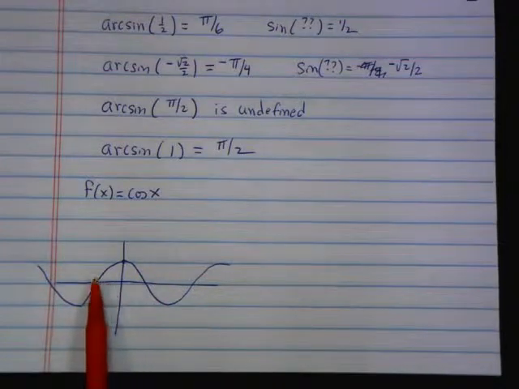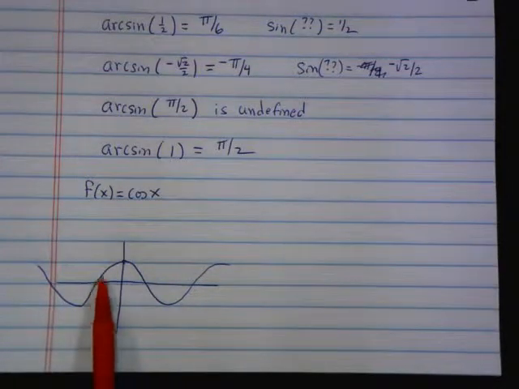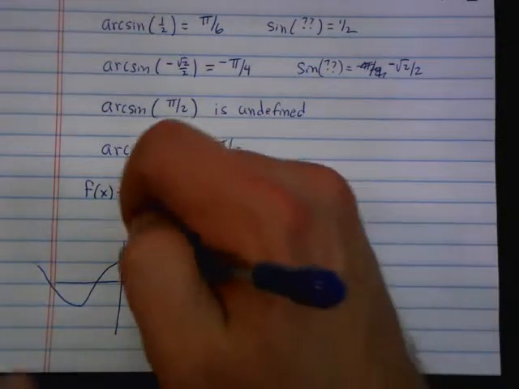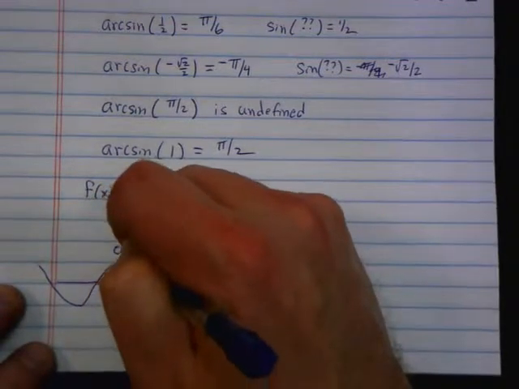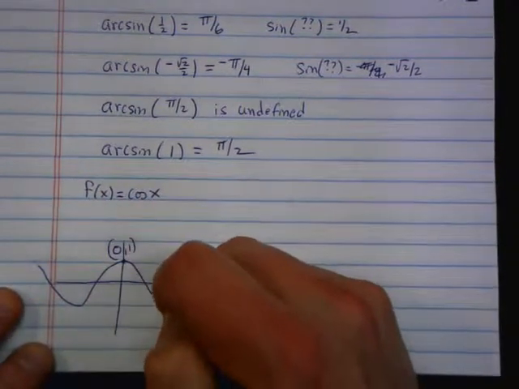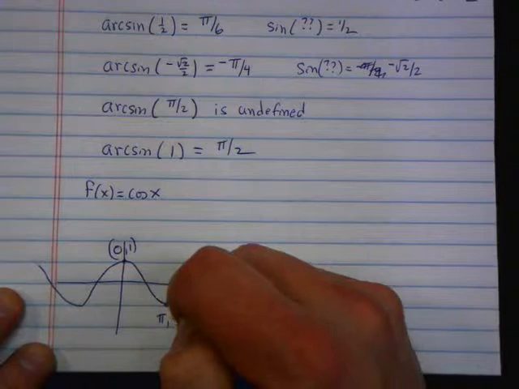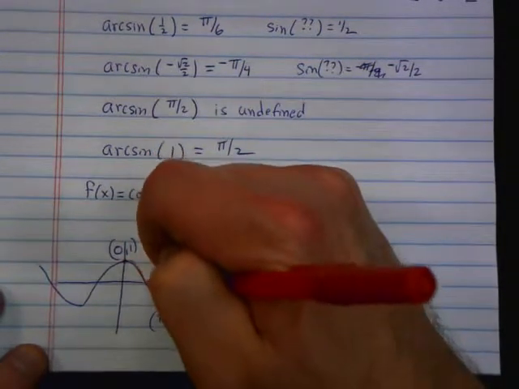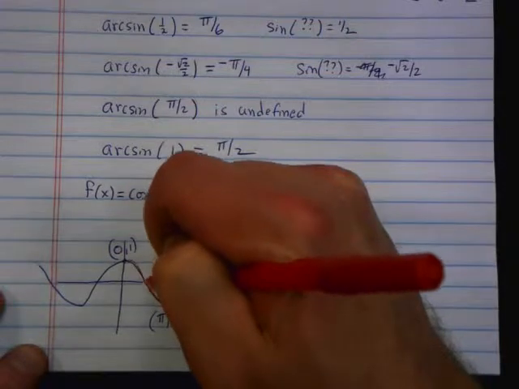So I don't get to use the same domain. I don't get to use negative pi over 2 to pi over 2. What domain do I have to use? 0 to pi. We're going to go from right here, which has the point 0, comma 1, to right here, which has the point pi, comma negative 1. And then our function between those 2 points is 1 to 1.